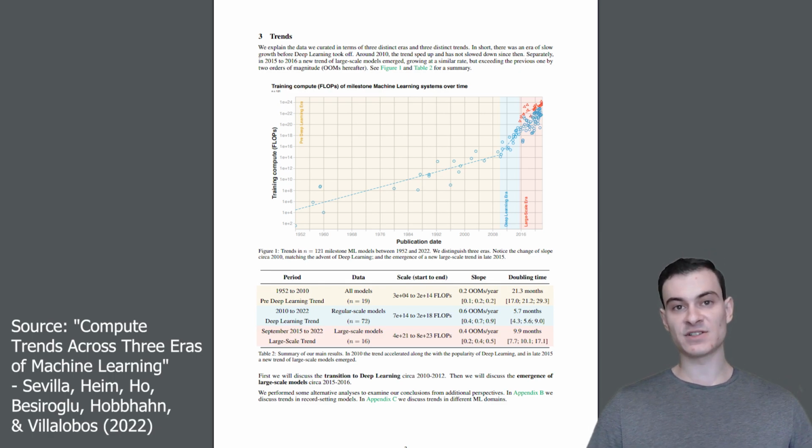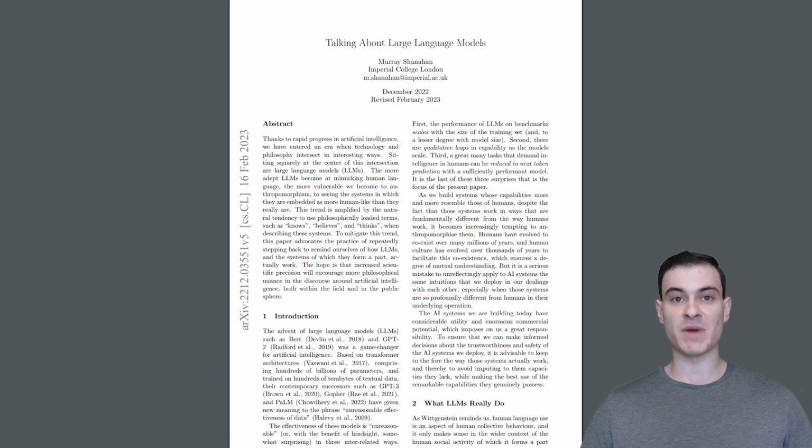Finally, the large-scale era emerged in late 2015, bringing about a new trend in machine learning, the development of models with a 10 to 100-fold larger requirement in training compute. The rapid growth in computational demands during this era is indicative of the increasingly intricate models being developed, which exhibit unprecedented capabilities in a variety of domains. Next, I'll be discussing large language models, which are the cornerstone of the large-scale era. The intersection of technology and philosophy as it relates to large language models is explored more in this research paper.